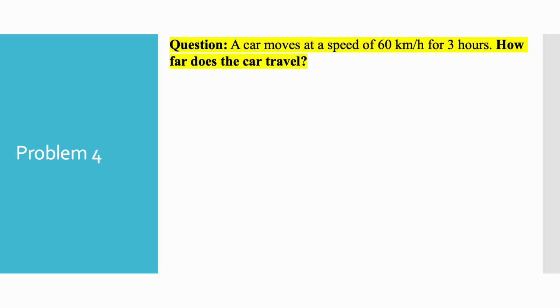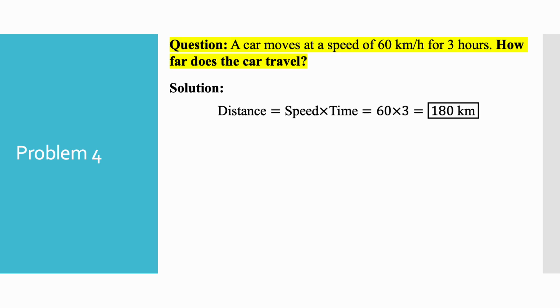Next problem. A car moves at a speed of 60 km per hour for 3 hours. The speed is already given here. It is 60 km per hour. How far does the car travel? Distance is equal to speed multiplied by time. Since average speed is equal to distance divided by time, we can write distance is equal to speed multiplied by time. So 60 multiplied by 3 gives you 180 kilometers.